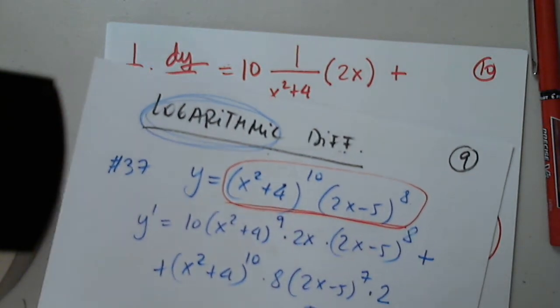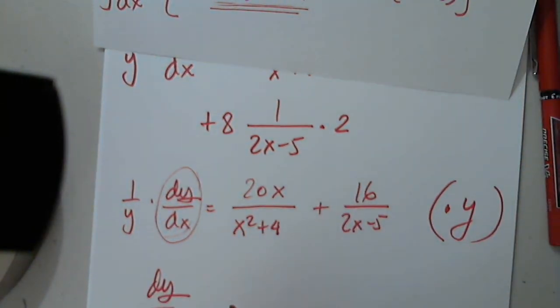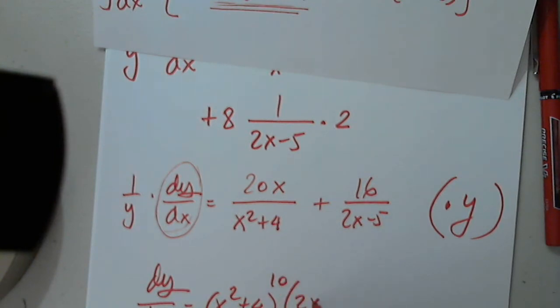And you can say, isn't this more complicated? Sometimes it is. I have to agree. So it is (x squared plus 4) to the 10th, (2x minus 5) to the 8th, times this.